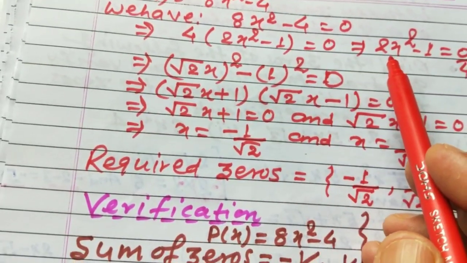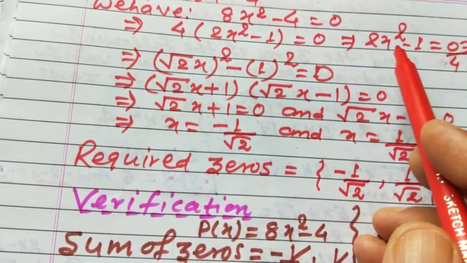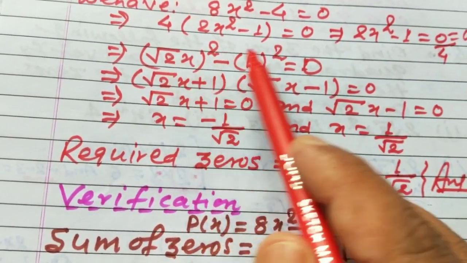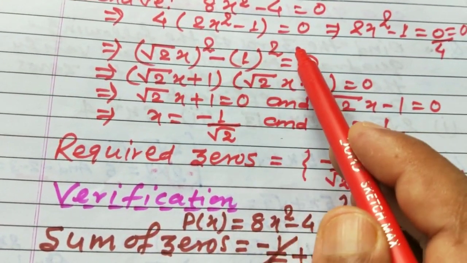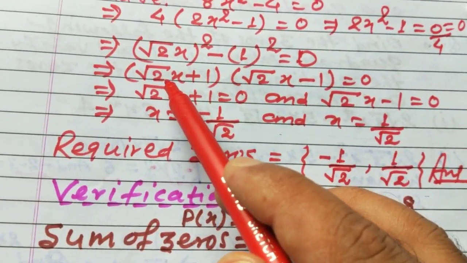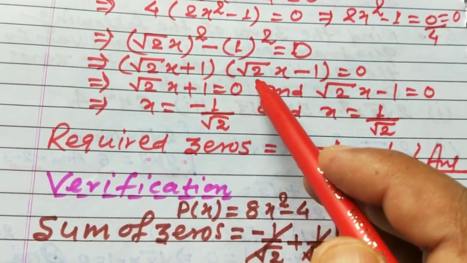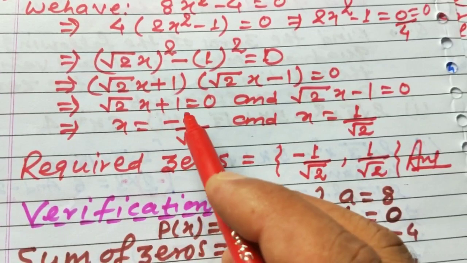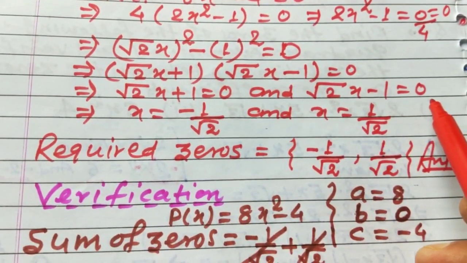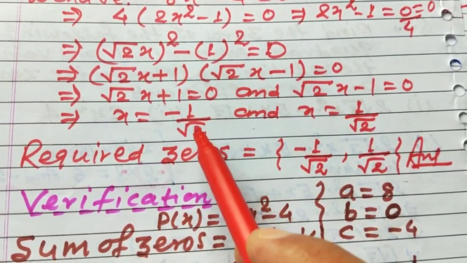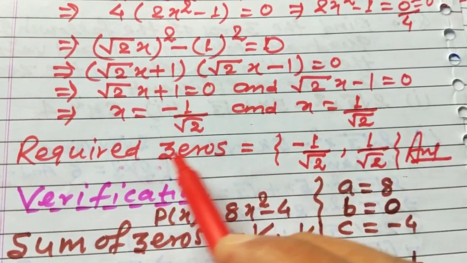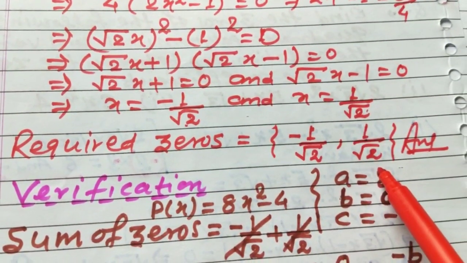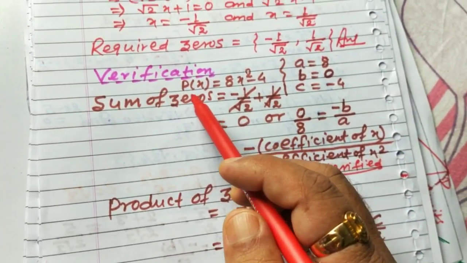So now 2x² minus 1 is equal to 0, and 2 is the square of √2. So it can be written as (√2x) the whole square minus 1 the whole square. a square minus b square will be equal to (a plus b)(a minus b) is equal to 0. Then √2x plus 1 is equal to 0, √2x minus 1 is equal to 0. Then x is equal to -1 by √2 and x is equal to 1 by √2. So the required zeros are -1 by √2 and 1 by √2. Now we have to verify the relationship.